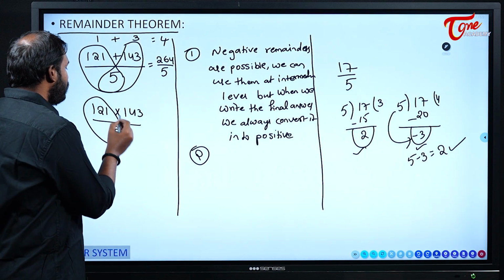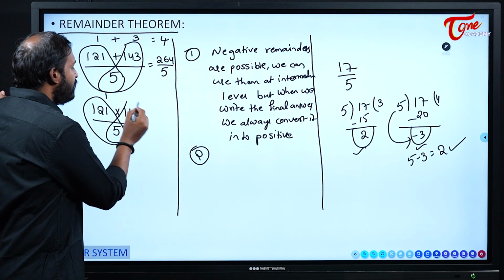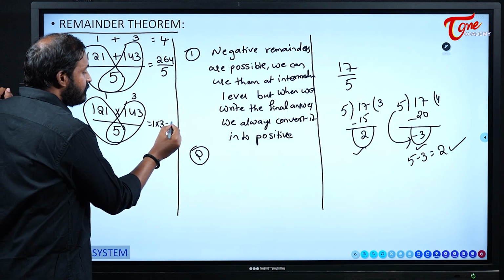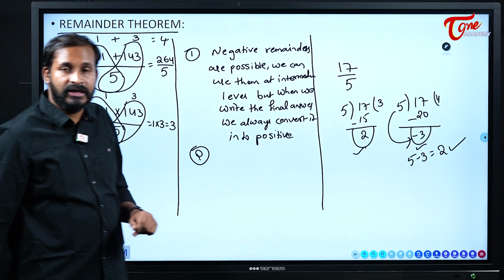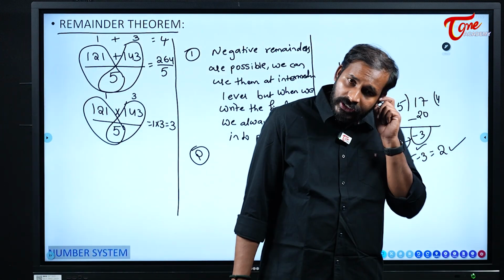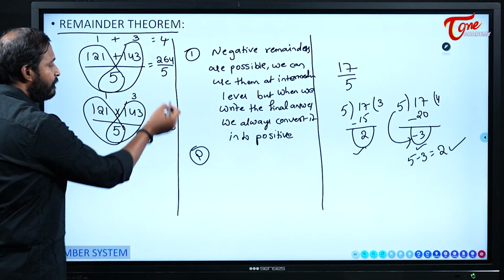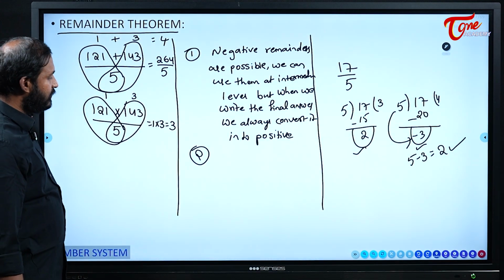So 121 by 5, what is the remainder? 1. 143 by 5, what is the remainder? 3. So 1 into 3, our answer becomes 3. So now here we need to keep a few things in our mind. What are those few things? Please observe here, 264, 5 and 3, right?